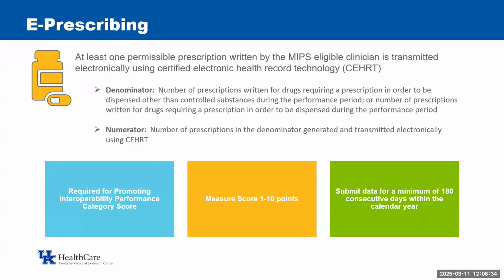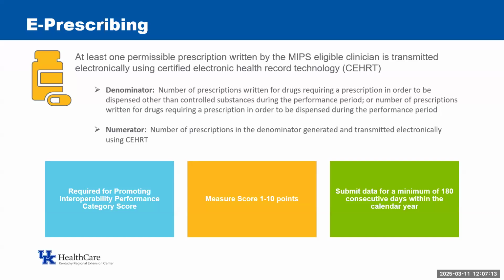So jumping right into the objectives, we're starting with the e-prescribing. So this is at least one permissible prescription is written by the MIPS eligible clinician, is transmitted electronically using a certified health record. The denominator is prescriptions written for all drugs requiring a prescription in order to be dispensed. This could be all medications that include your controlled substance, or you could just do all medications without controls. And then the numerator is all prescriptions that are generated.